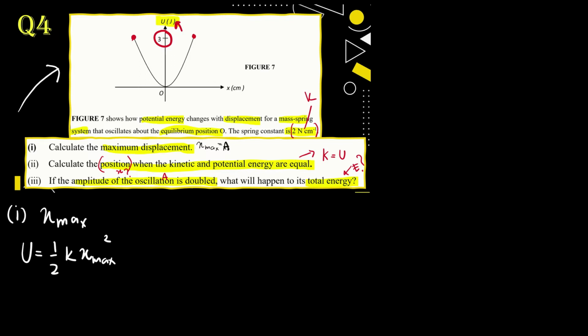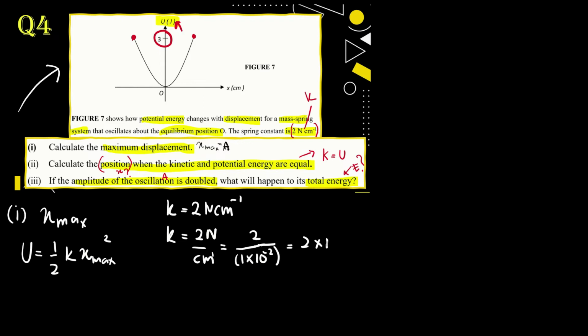Just now I mentioned that our value of K is not in SI units, it is 2 Newton per centimeter. So make sure we change our value of K into SI unit first to make sure everything is smooth in solving this question. 2 Newton over cm, converting cm into meter is times 10 to the power of 2, so it is equal to 2 times 10 to the power of 2 Newton per meter.